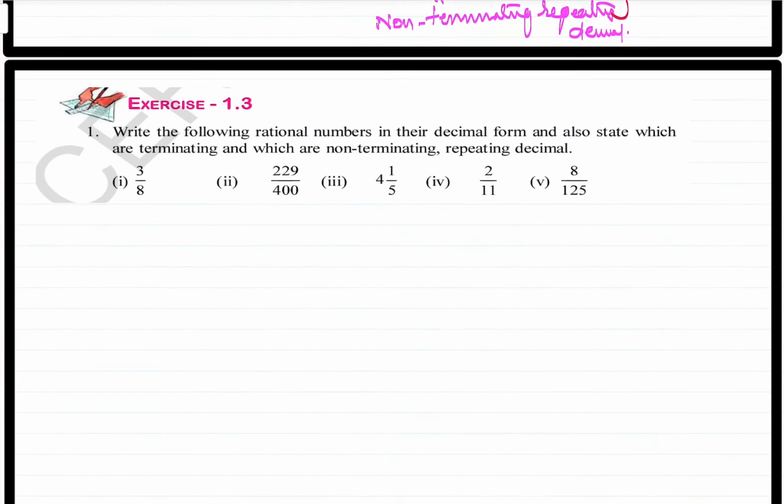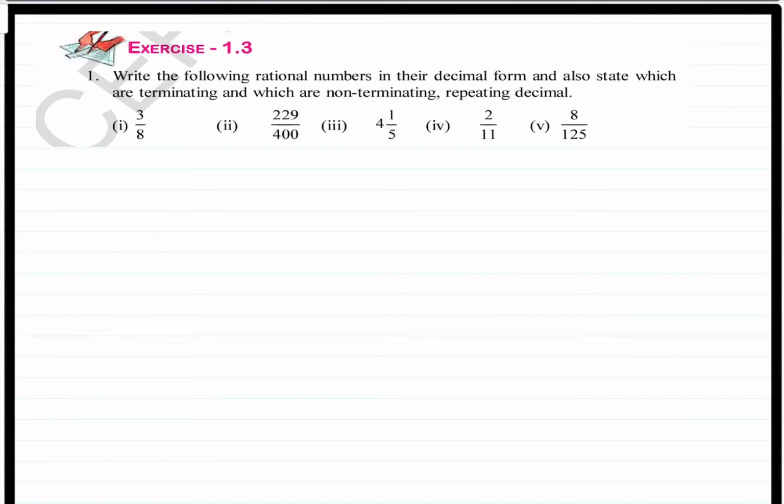Next, write the following rational numbers in decimal form and also state which are terminating and which are non-terminating repeating. All the questions are answered here. The first question we have completed, and then we go for the next problem.